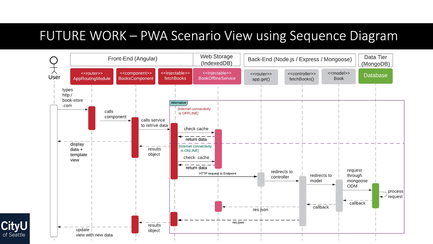And this is extending the scenario view. We just added in the middle the pink color, which is the web storage IndexedDB, adding that injectable offline service, and showing this conditional box. If the internet connectivity is offline, the front end will check the cache and return the data if it's there. If the internet connectivity is online, it would do the same, but it will also send an HTTP request to the back end and go through the same process, query the database, and send back a JSON to not only the front end but also update the web storage.